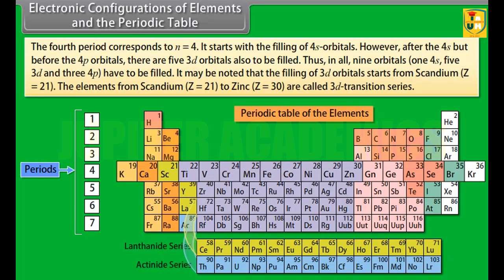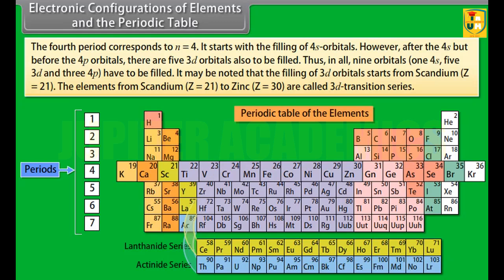However, after the 4s but before the 4p orbitals, there are 5 3d orbitals also to be filled. Thus, in all, 9 orbitals, 1 4s, 5 3d and 3 4p, have to be filled. It may be noted that the filling of 3d orbitals starts from scandium, atomic number is equal to 21.